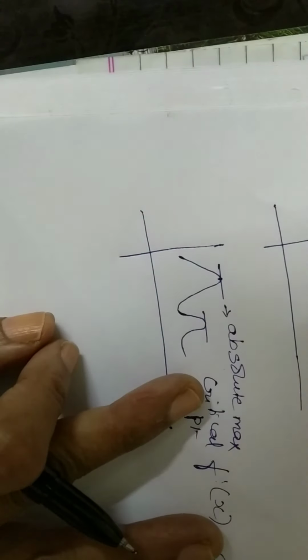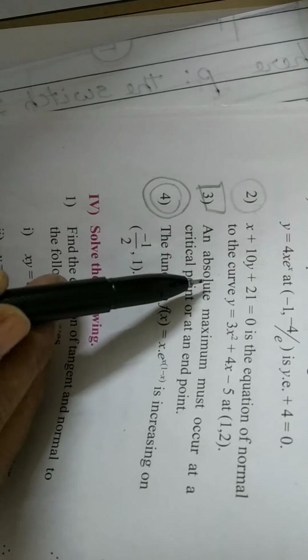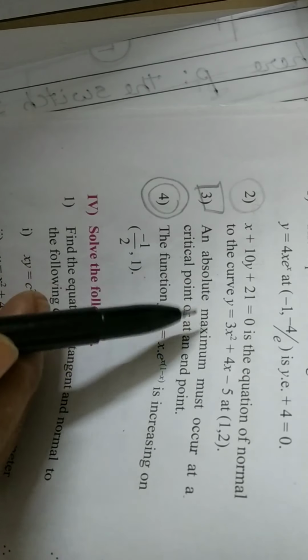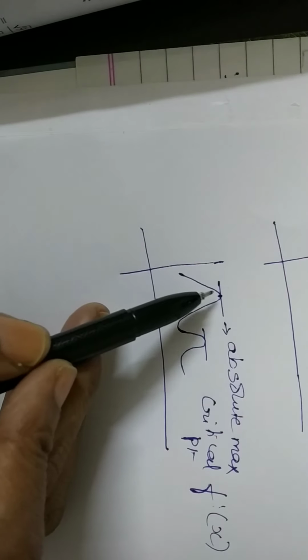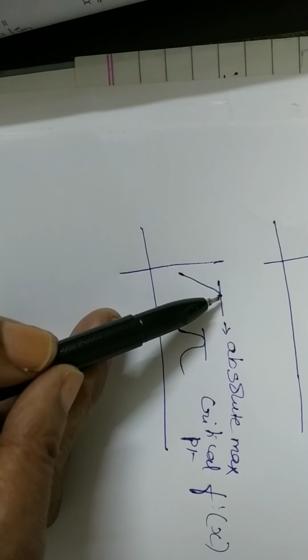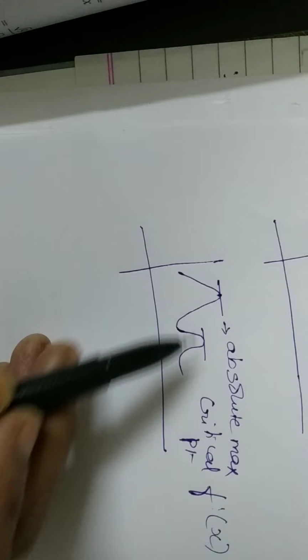So the first part of the question, state true or false, is true obviously. An absolute maximum must occur at a critical point. So at the absolute maximum, yes, of course we have a critical point like this. Isn't it? This is an absolute maximum, the maximum most part of the function. Over here there is a critical point where the derivative is coming as 0. So this part is true.